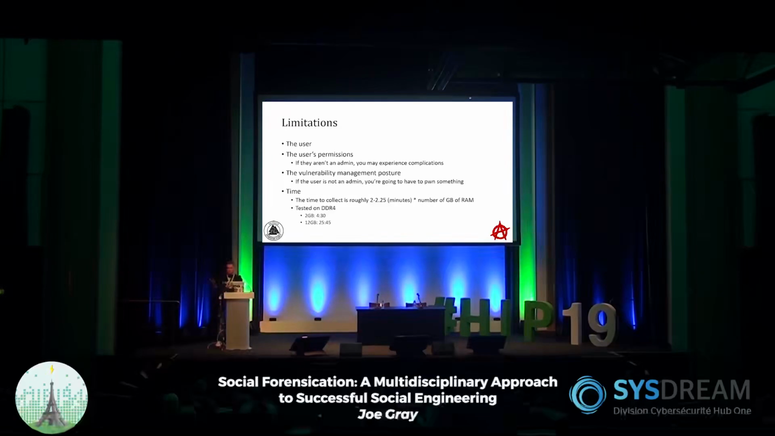User permissions. If they're not admin, you might be in for a rough ride. Vulnerability management posture. If their vulnerability management is weak, you have a better chance of privilege escalation. And then time. Through my research on DDR4, it takes approximately 2 to 2.25 times the number of gigs of RAM in minutes. So for 2 gigs of RAM, it took me 4.5 minutes. For 12 gigs, it took me about 26 minutes to collect the memory image. So keep this in mind.